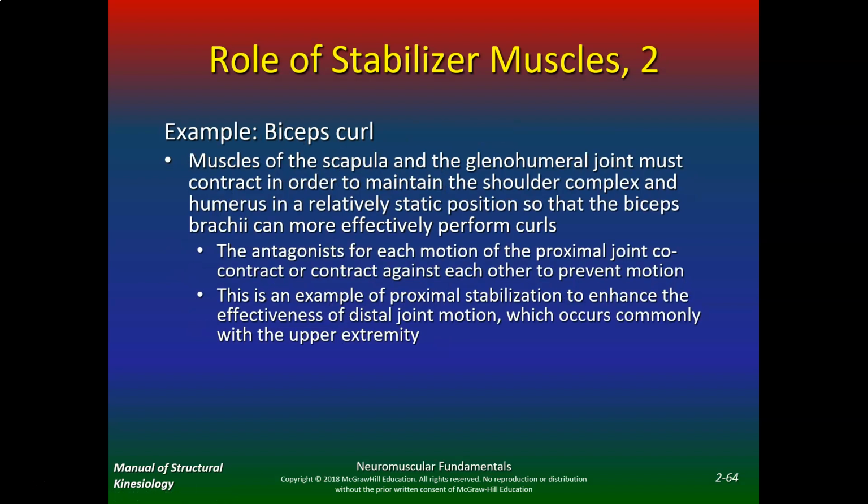So let's look at biceps curl. Muscles of the scapula and the glenohumeral joint must contract in order to maintain the shoulder complex and humerus in a relatively static position so that the biceps brachii can more effectively perform curls.